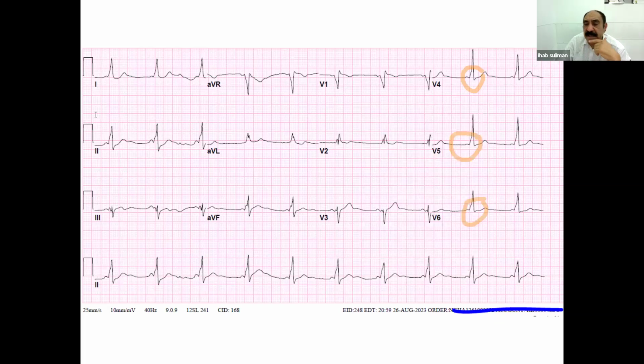People used to divide them into two groups according to the V1 morphology. So if V1 is negative, this is called type B. If V1 morphology is positive, this is called type A. But in electrophysiology, they don't use this type of classification anymore.